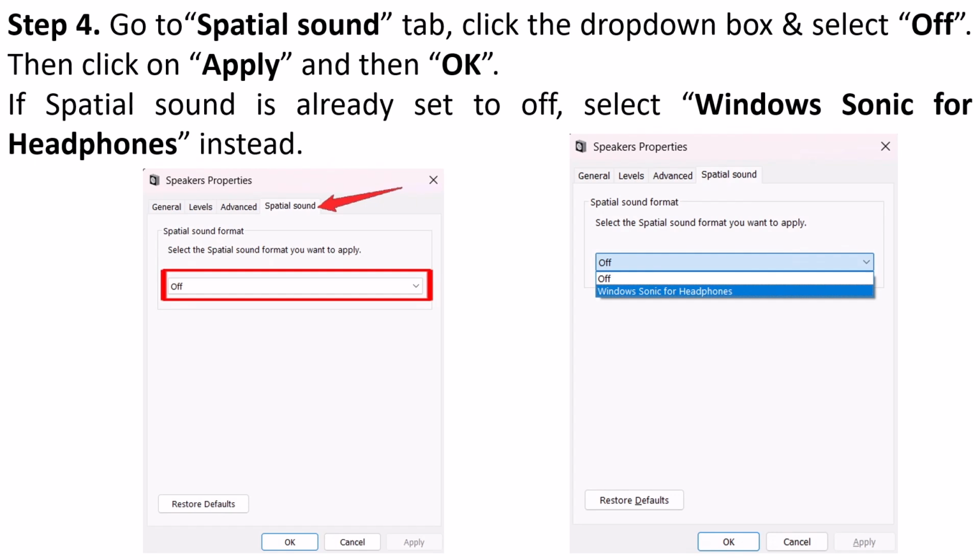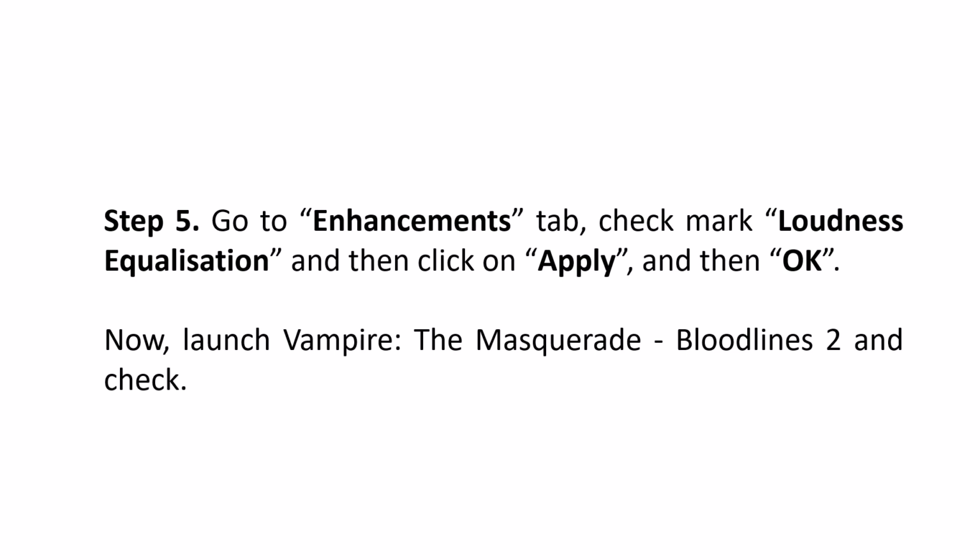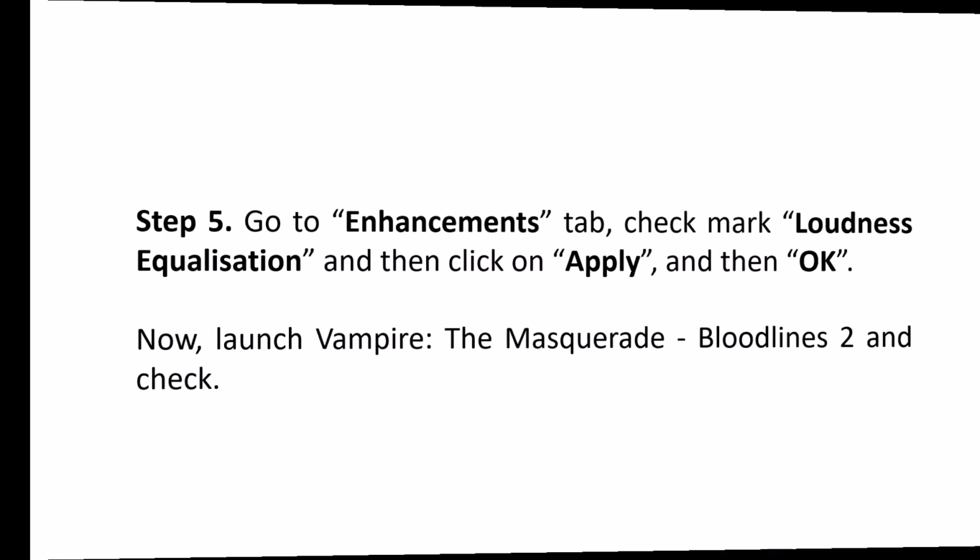Now if the spatial sound is already set to off, then select Windows Sonic for headphones instead. Now go to the Enhancements tab, check mark Loudness Equalization and then click on Apply and then OK. Now launch Vampire The Masquerade Bloodlines 2 and check.